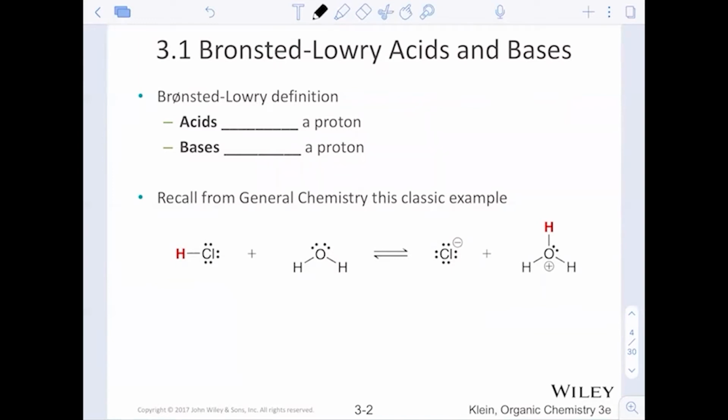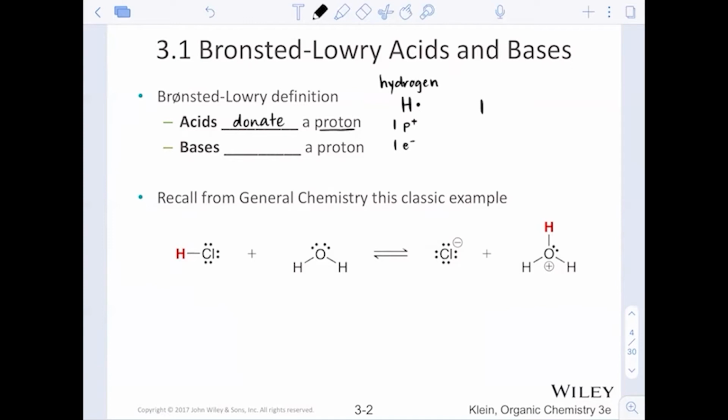Bronsted-Lowry was another chemist who was brilliant, and he defined acids and bases as this. Acids donate a proton. Now, we've talked about this before. What does it mean to be a proton? Well, we know hydrogen has one electron in it, and what's in a hydrogen nucleus is one proton, and it has that one electron. This is the idea of hydrogen.